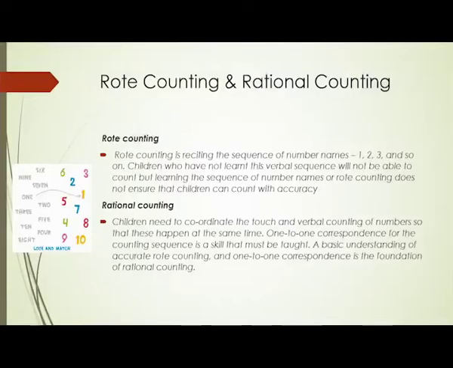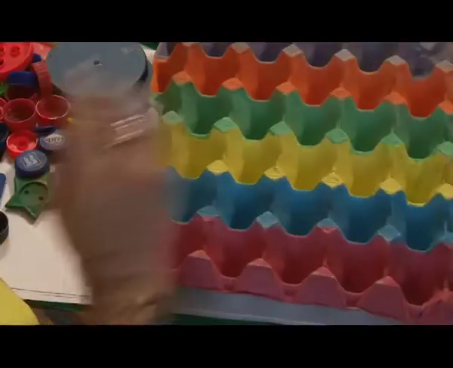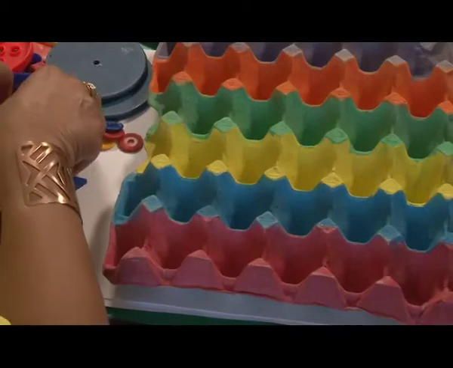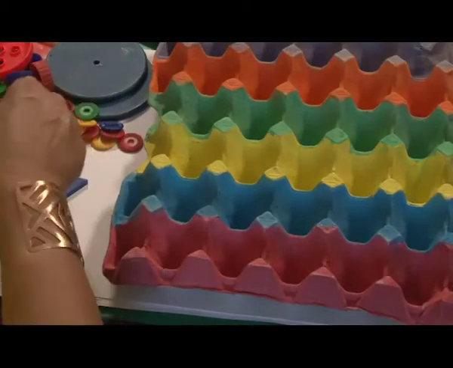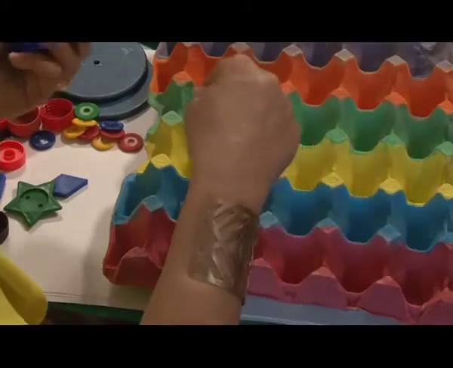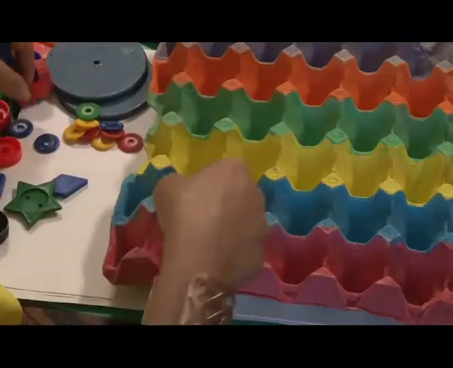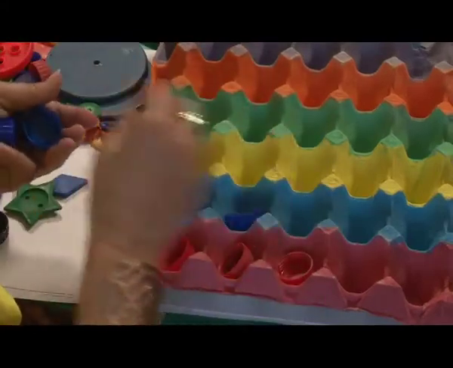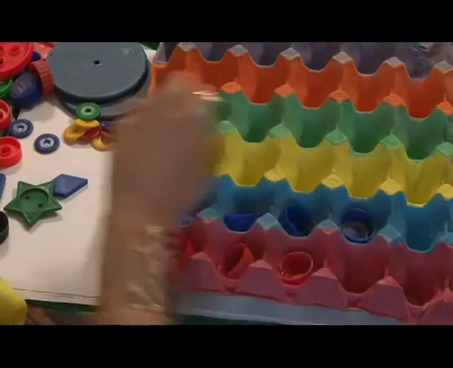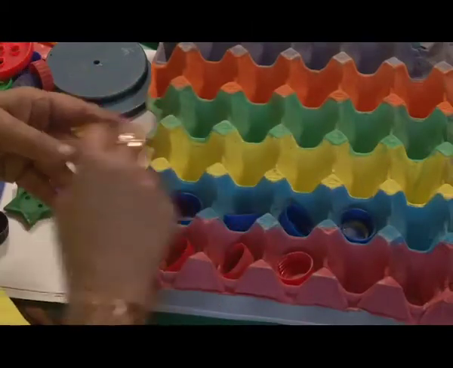Whereas with rational counting, children need to coordinate by touching when they verbally count. So for instance, my example here is my egg box that I have colored. With this egg box, I can do a lot of activities. I can do colors, I can do counting, and I can do sorting.